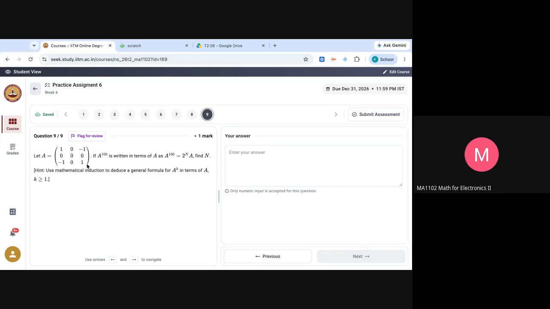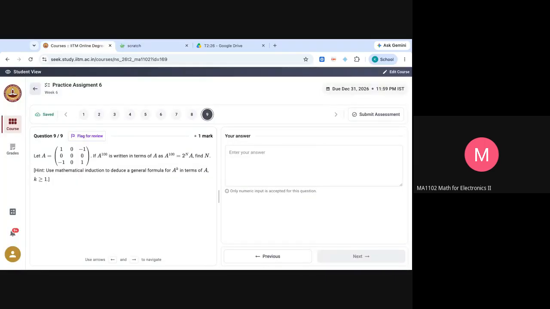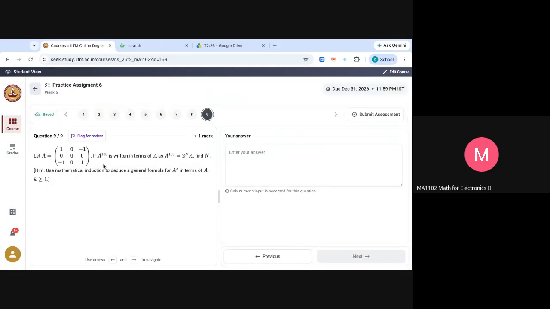Okay, so A is 1 0 minus 1, 1 0 minus 1, and 0 0 0, minus 1, 0 1. So if A power 100 is written in terms of A, as A power 100. Normally we wouldn't even keep the middle row, right? Right, true.